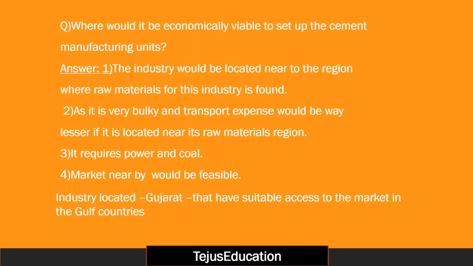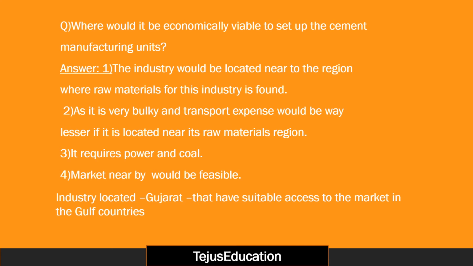Now let's go through the important question. Where would it be economically viable to set up the cement manufacturing units? So these are the points. You have to elaborate. I have told you that you have to write a small introduction, then the points according to the question marks, that is if it is 3 mark, 4 mark or 5 mark, and a small conclusion. This will be for a 5 mark question, the introduction and conclusion.